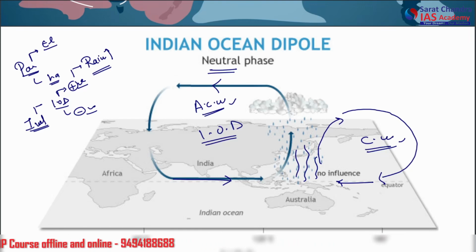So the IOD, also referred to as Indian Nino, is similar to the El Nino phenomenon, occurring in a relatively smaller area in the Indian Ocean, between the Indonesian and the Malaysian coastlines.